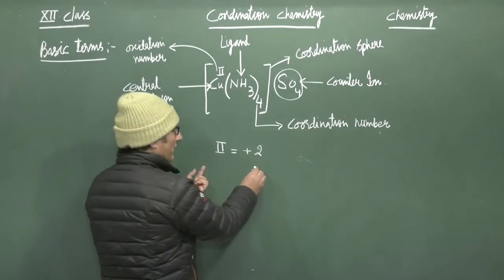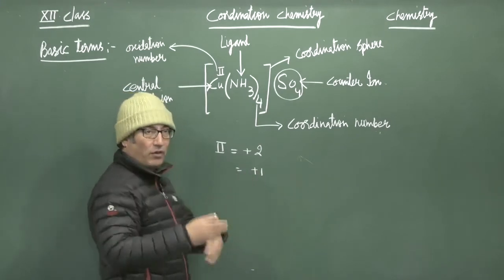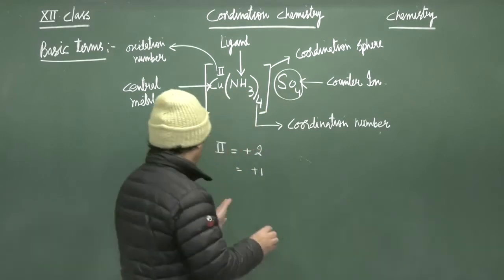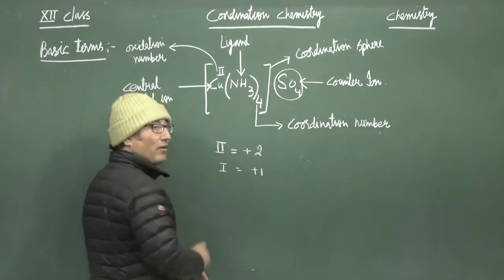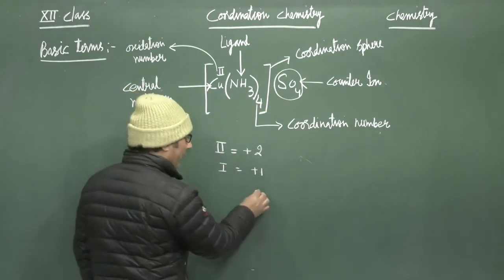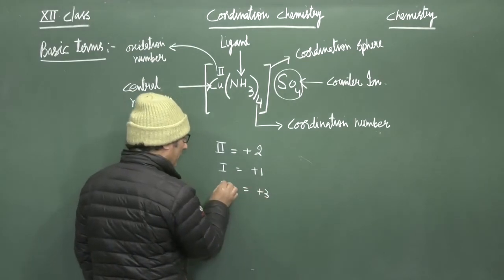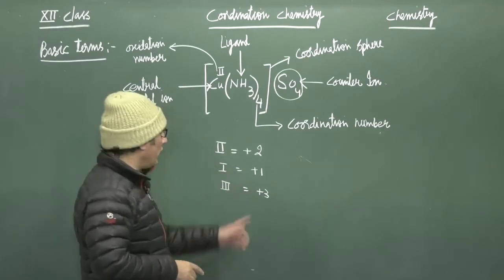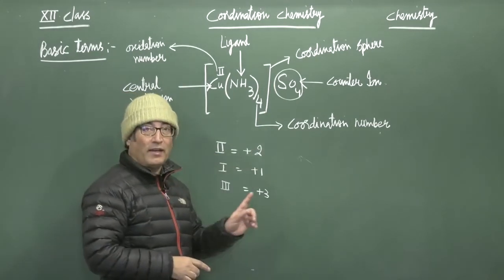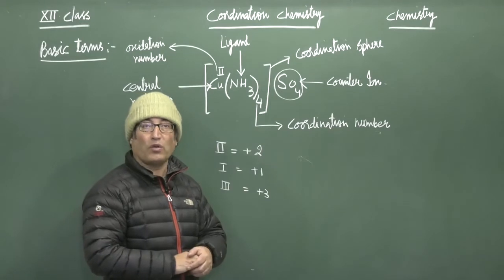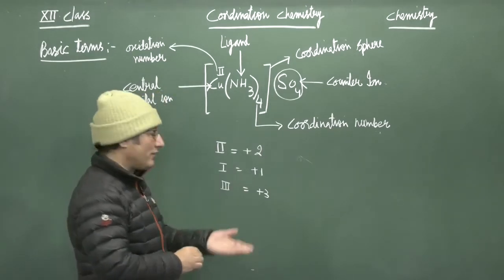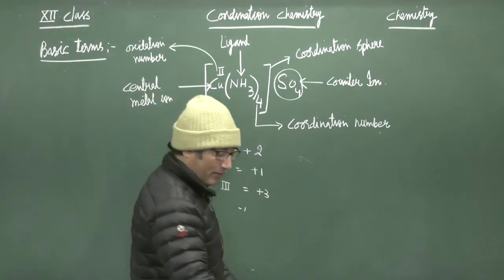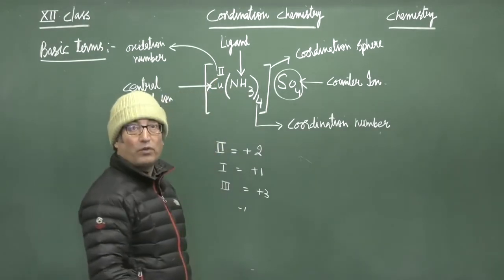Whether you call it oxidation number or oxidation state, it is the same thing. +1 is I. If it is +3, then we use III, and so on. But this Stock notation is only used for positive oxidation states. A negative oxidation state has no Stock notation. If in a compound the oxidation state is -1, you have to write it as -1. But for positive oxidation states, we'll be using Roman numerals.